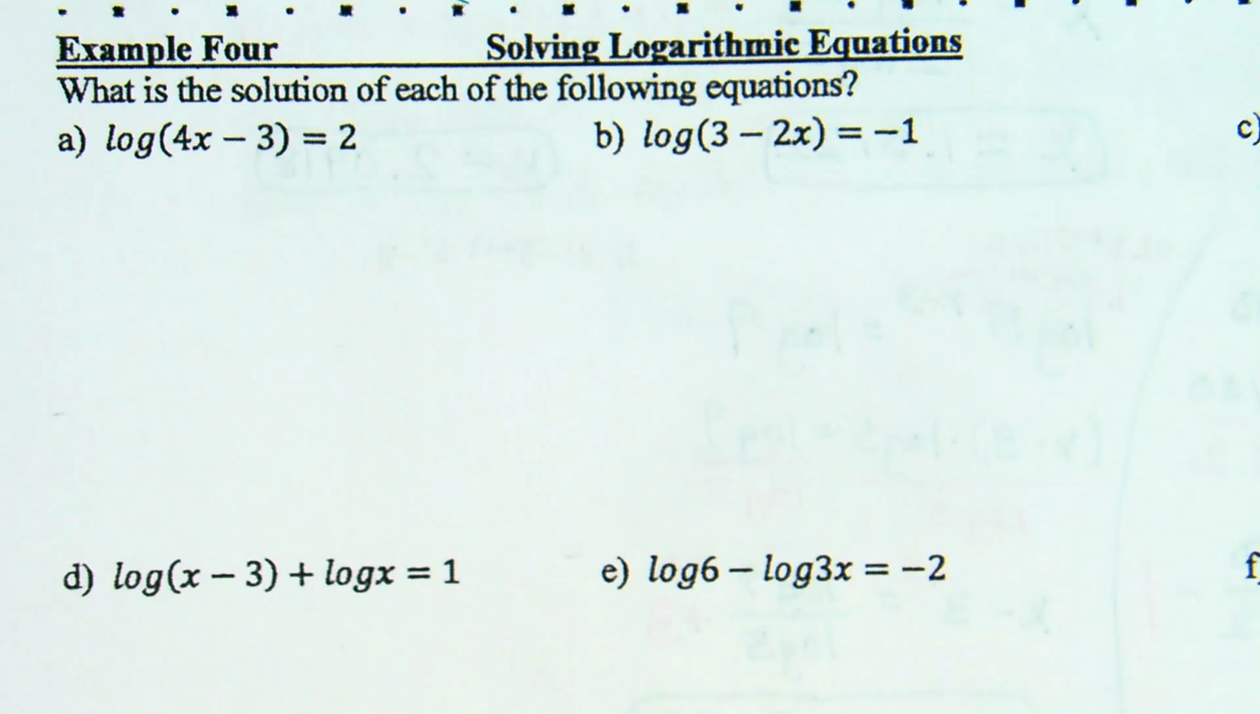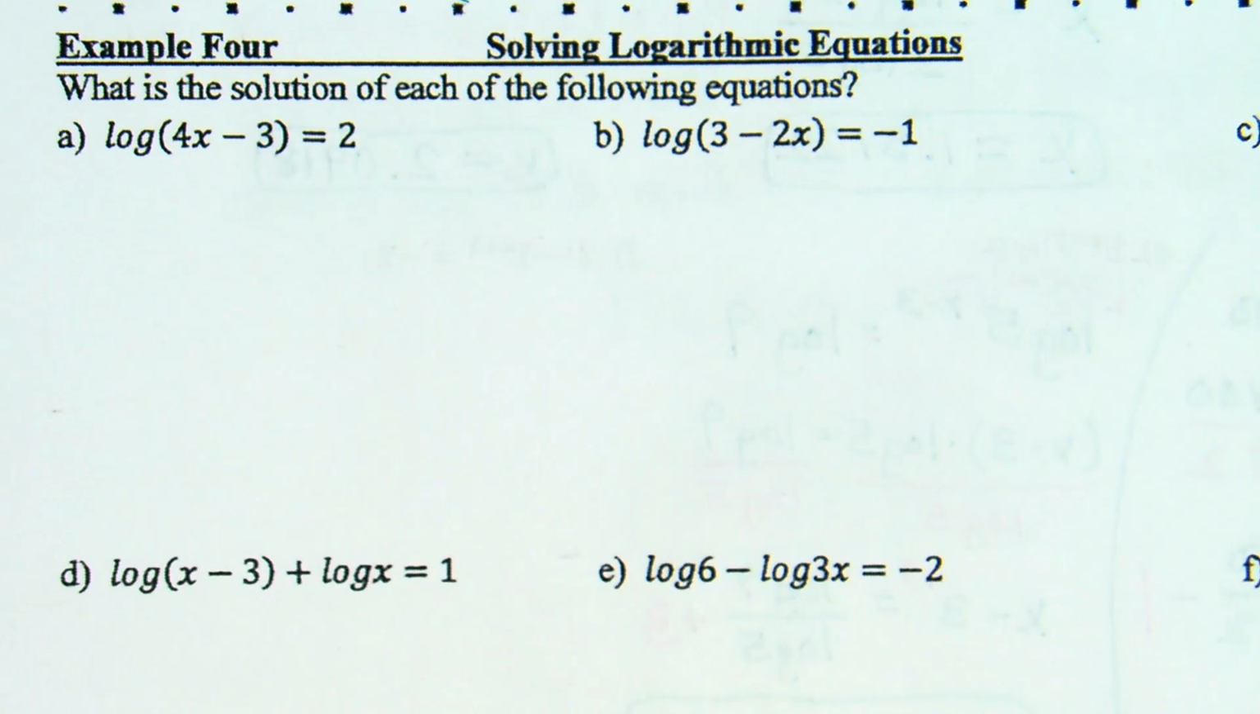So as we look at A, log of 4x minus 3 equals 2. What is the solution? So dig deep in those brains and think about how we have dealt with log expressions previously in the last couple of days. Because right now, x is inside that log, isn't it? So my question to you is, how do I rewrite this so it's no longer a log equation? How do I get it out of logarithm form?